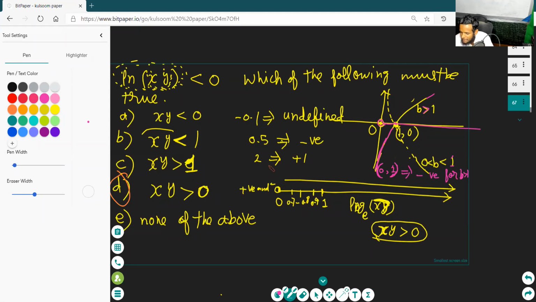Is it clear or not clear? See, this graph is negative. If you are not understanding, then I will move to the next page and teach you. What's the answer? The answer is also B. B gives the negative. Clear?